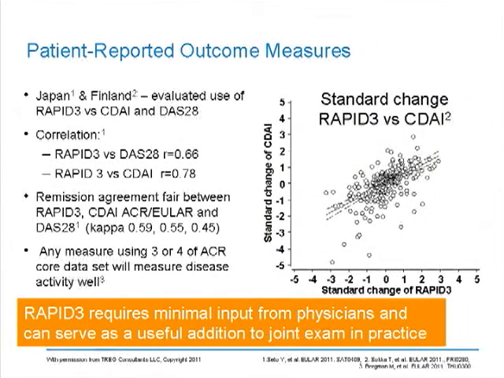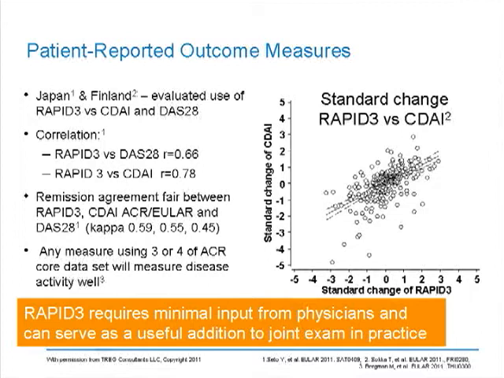All right, what about patient-reported outcome measures? So these are two studies, one from Japan and one from Finland, which evaluated the use of the RAPID-3, a patient-reported outcome, versus the CDAI and the DAS-28. They found the correlation between the RAPID-3 and the DAS-28 and the RAPID-3 and the CDAI was fairly high, and the remission agreement was fair between the RAPID-3, the CDAI, the ACR EULAR, and the DAS-28, with kappas of 0.45 to 0.6. This is fairly obvious in the diagram shown on the right.